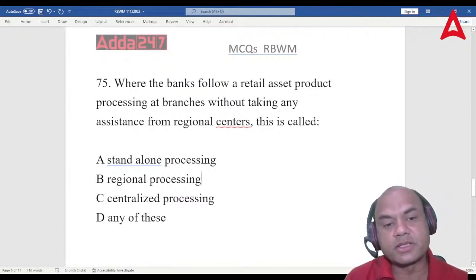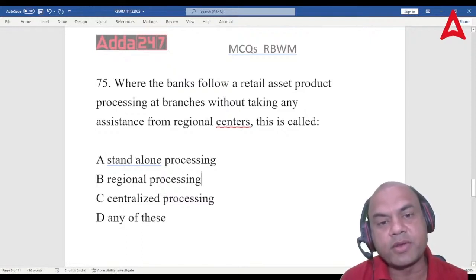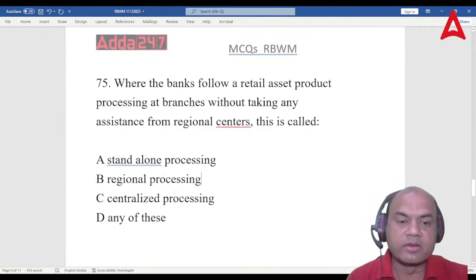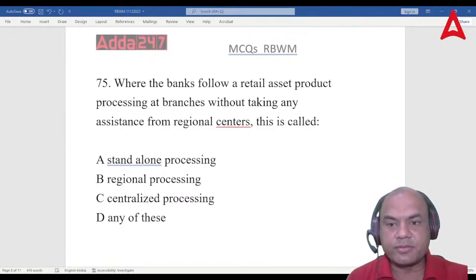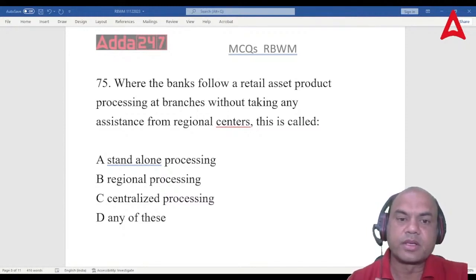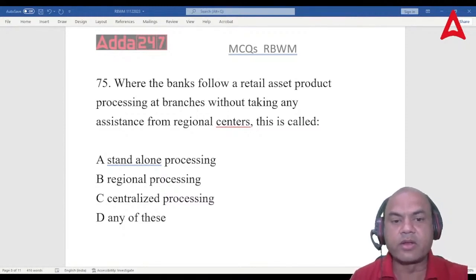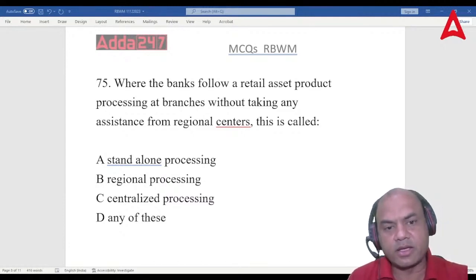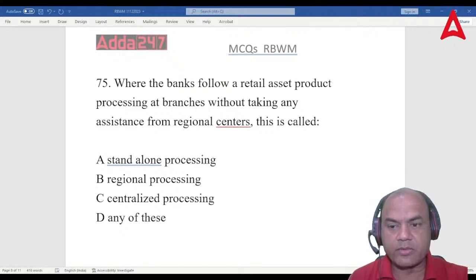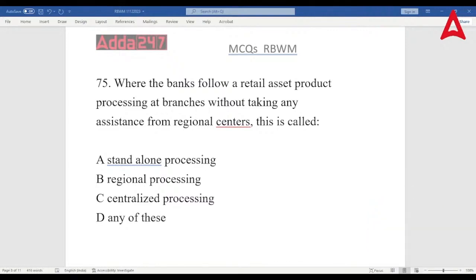Everything is done at the branches. Sourcing is also done at the branch. Processing is done at the branch. Everything at the branch. So it is called as what? Standalone, regional, centralized. Think. I'll give you a hint also. It's either A or B. Think about it now. I want the answer in the comment section. Everyone kindly comment, give it in the comment section.